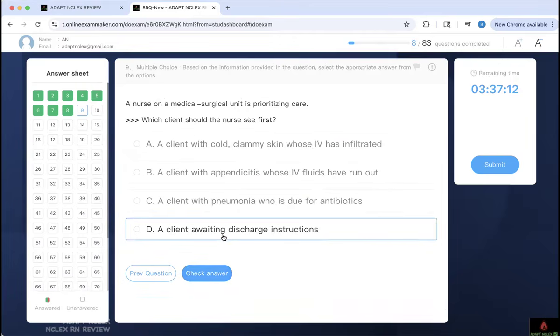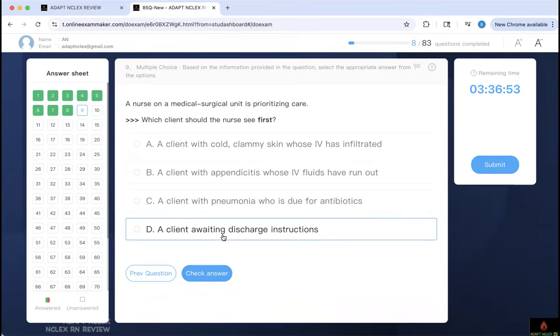And next is the medical surgical unit, prioritized care. Which client should the nurse see first? A client with cold, clammy skin whose IV has infiltrated. A client with appendicitis whose IV fluid has run out. A client with pneumonia who is due for antibiotic. A client awaiting discharge instruction.